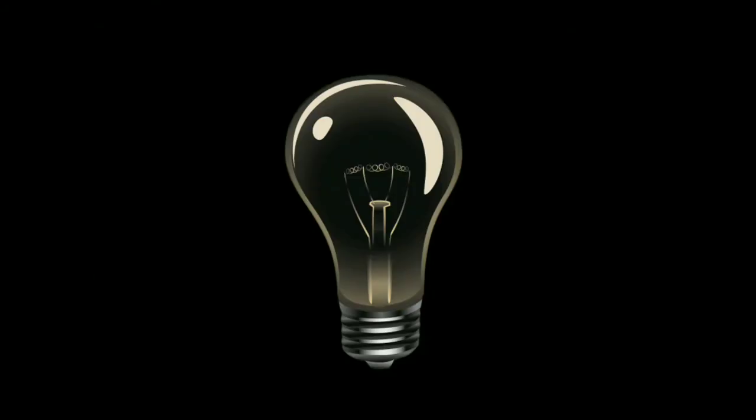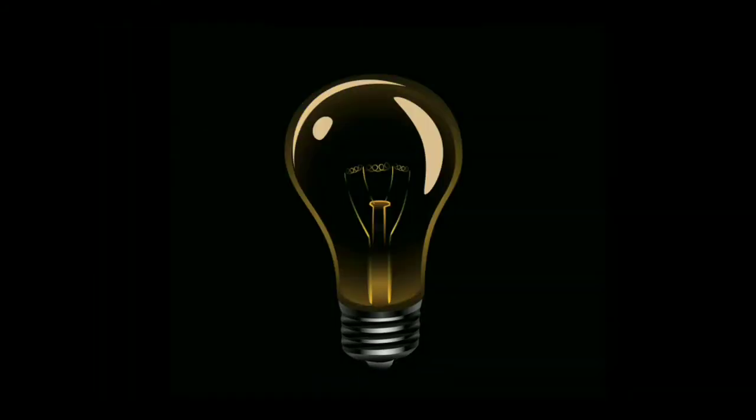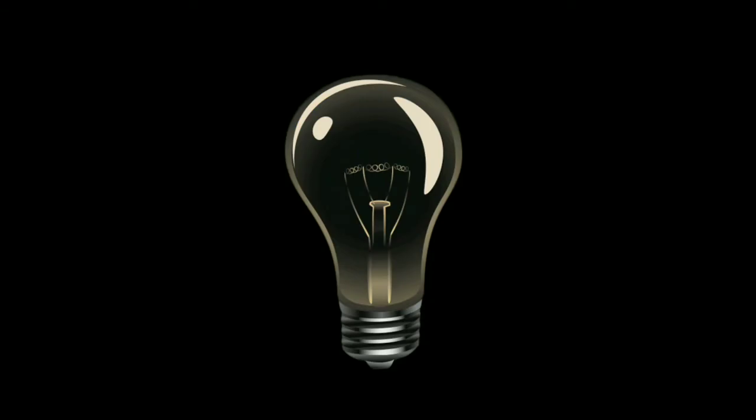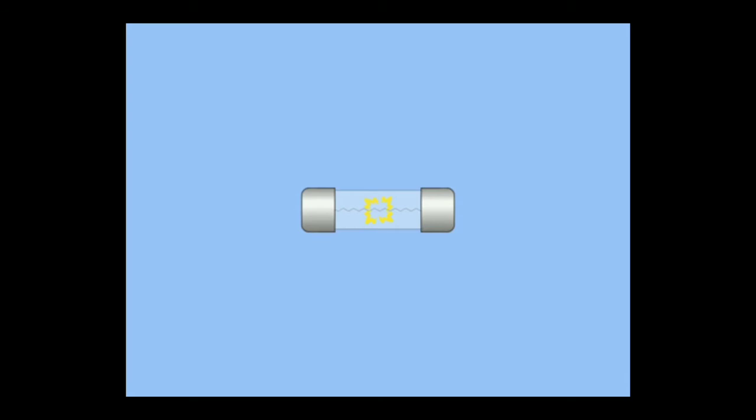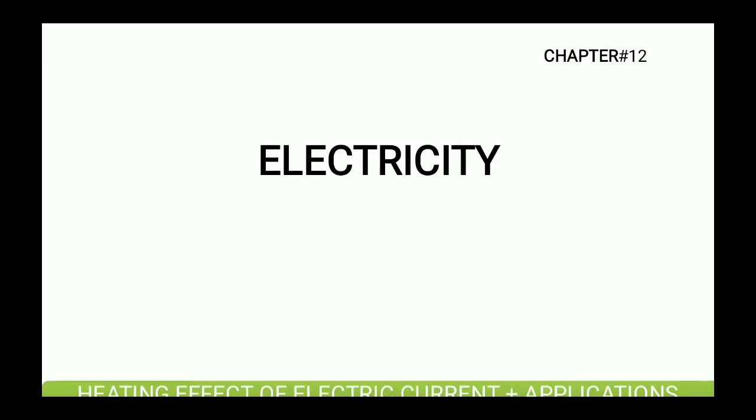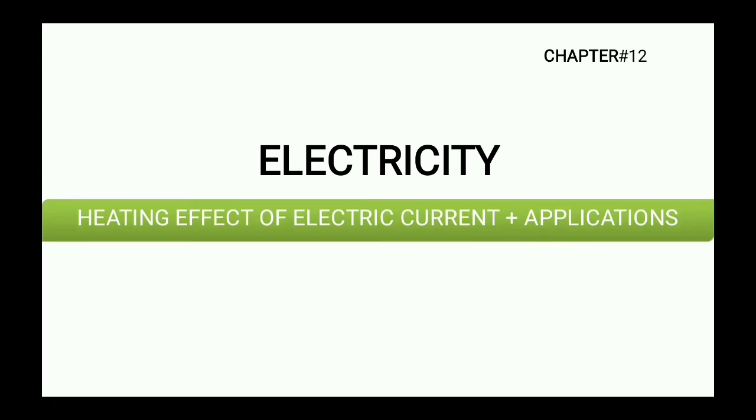Dear students, today we are going to learn how electric bulbs light up and how an electric fuse saves our devices. In other words, today we are going to learn how electric current produces heating effect. So let us continue with the lesson Electricity, which is chapter number 12, and today we will be learning the heating effect of electric current and its applications.